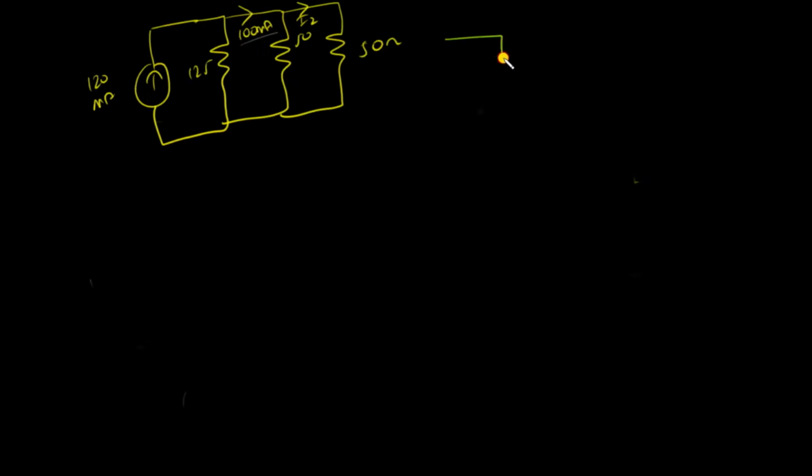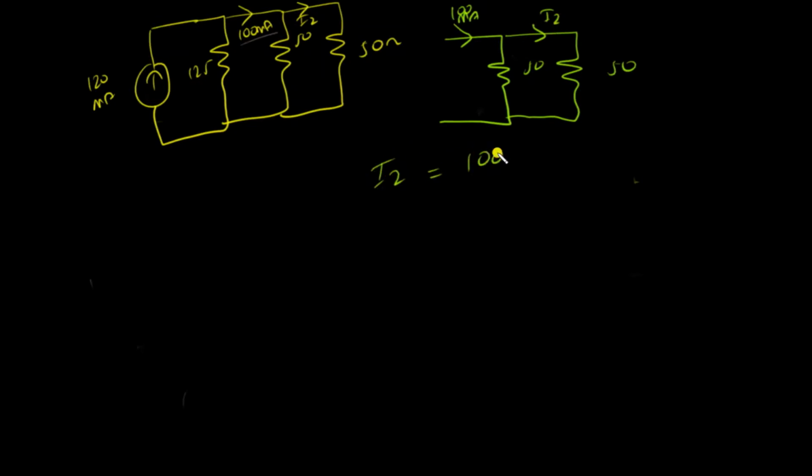I can draw the zoomed in version, which looks like this. 50 ohms, and this is the total current going into the parallel combination, which is 100 milliamps, and I need to find this current. So I just apply this CDR. I2 is equal to the total current multiplied by the other value in the parallel combination, which is the same in this case, 50, divided by the sum of the two resistors, and this yields I2 to be 50 milliamps.